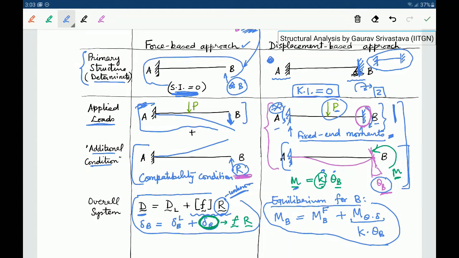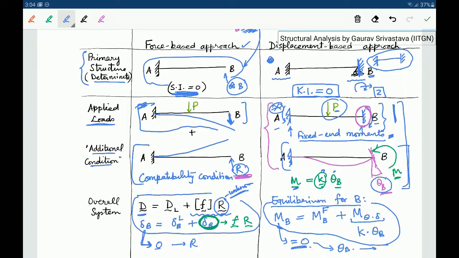Then we write the equilibrium equation for all such joints, right? So since joint B is a pin support, the actual moment at B should be equal to 0. Just like in the force-based system, the vertical displacement of point B should be 0, so delta B we set to 0, and then we can find out R. Similarly, in the displacement-based approach, the moment at B should be 0 because that is a pin support. Once we use that condition, we can find out theta B, and once we find theta B, we can find out the other forces.